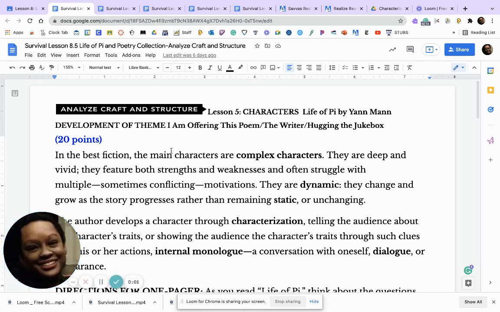Hey students, let's look at survival lesson 8.5, The Life of Pi and the Poetry Collection, analyze craft and structure.